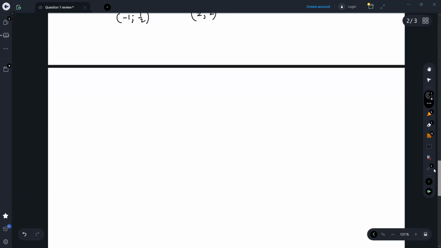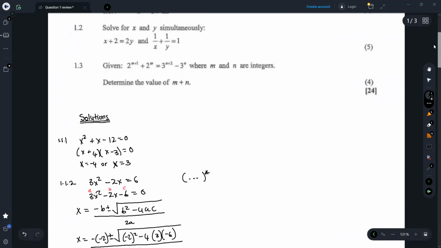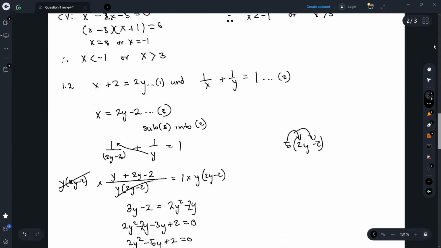Okay, right. So now this question, let's go back to the question itself. It said, given 2 to the power m plus 1 plus 2 to the power m is equals to 3 to the power n plus 2 minus 3 to the power m. So they're saying where m and n are integers, meaning that m and n are whole numbers, which can either be negative or positive. They want us to determine the value of m plus n, like that. Right. Let's go on back to our station.